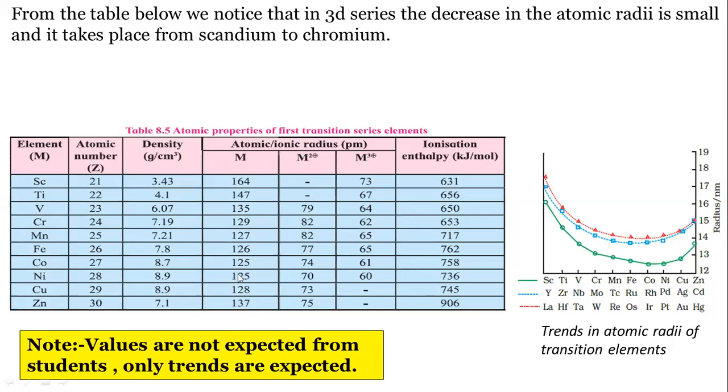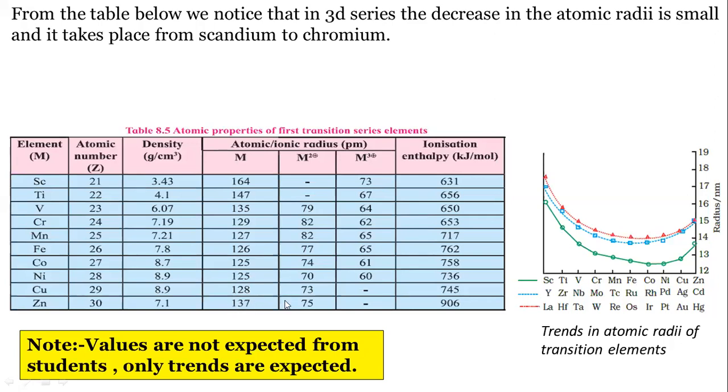So this is expected from the students. It is written in bold type also. Values are not expected from the students, only the trends are expected. So if the question is asked in the board examination, what do we have to write? The atomic and ionic size decreases from scandium to chromium, then it attains a constant value up to copper, and at last it increases.